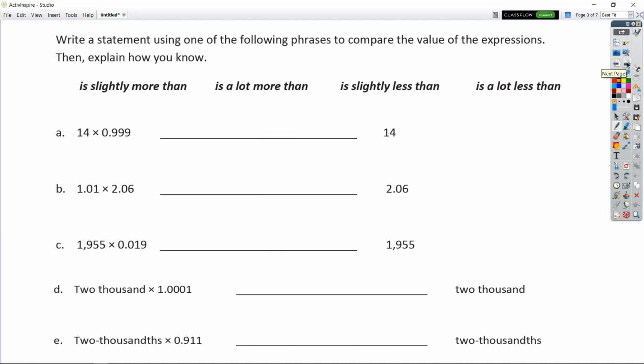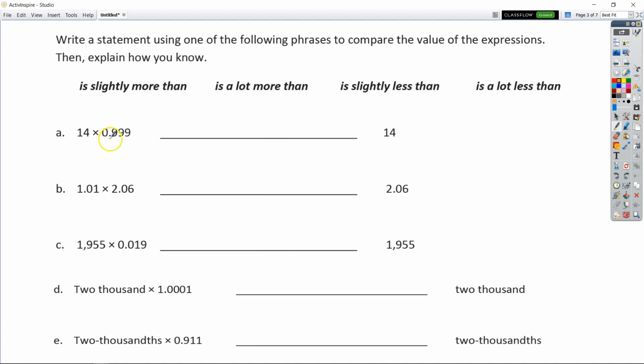All right, next, for the next 5 problems here, it says write a statement using one of the following phrases to compare the value of the expressions. Then explain how you know. So we're going to talk about how we know. And the explanation can be super simple.